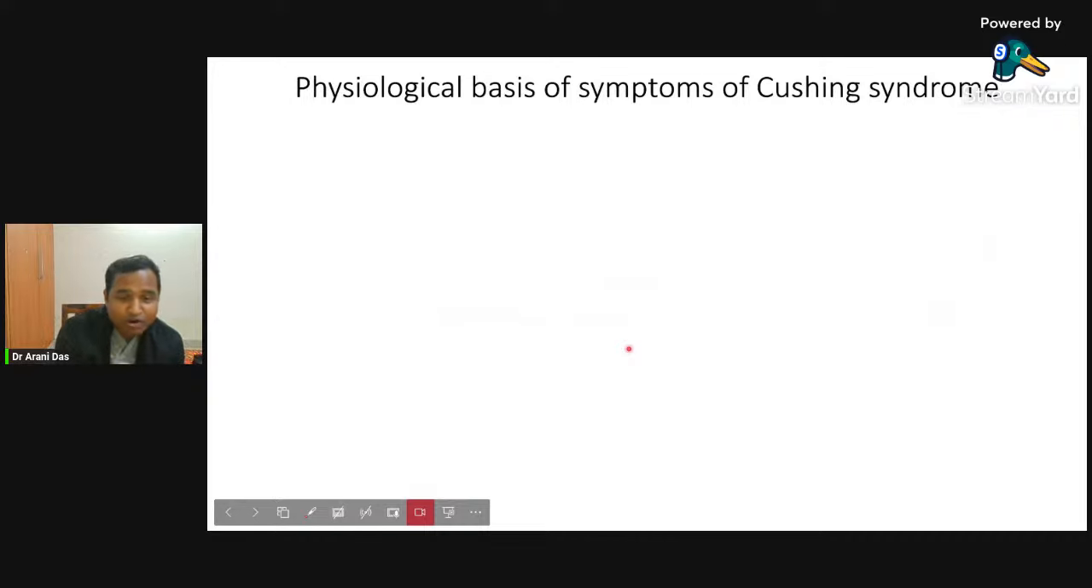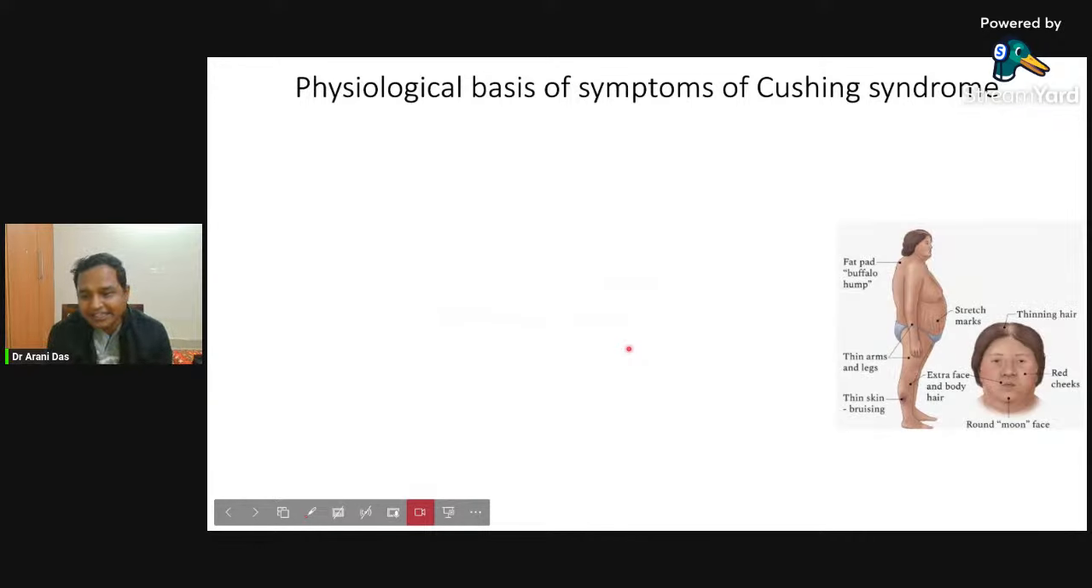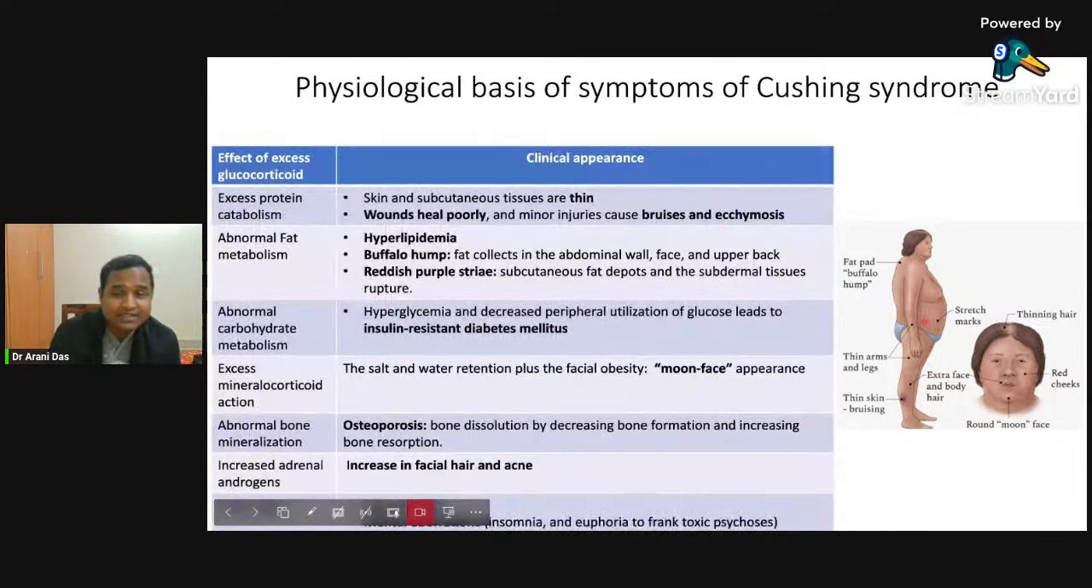It looks like this. This subject shows abnormal fat deposition in the abdomen, in the back, moon face, thin extremities, bruises, stretch marks, all of which are characteristic of Cushing syndrome. Now, we have to know the exact pathophysiological basis of these different symptoms. This table summarizes all this.